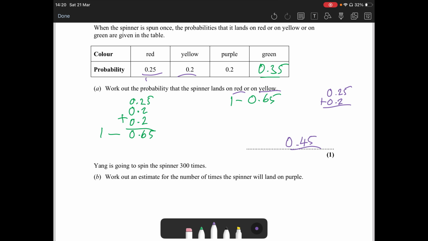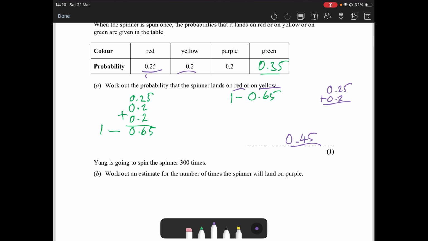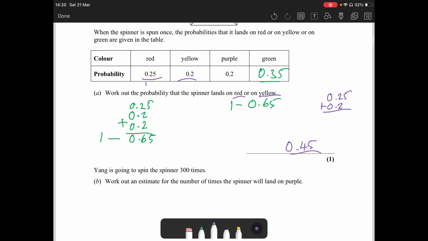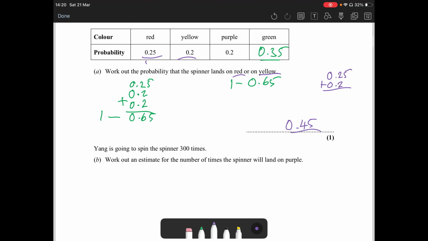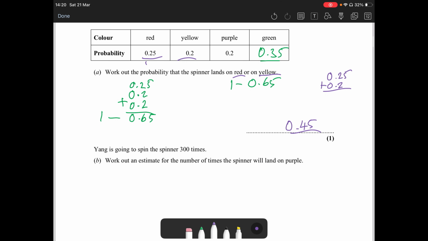Yeah, a little bit confusing there. I think the next bit is probably, this is really confusing. The question has nothing to do with green. Funnily enough, I wasted my time working out green. Sometimes that happens. I don't know why they left that blank there. So red or yellow, I didn't need to know 0.35 whatsoever. Red and yellow, just double checking.